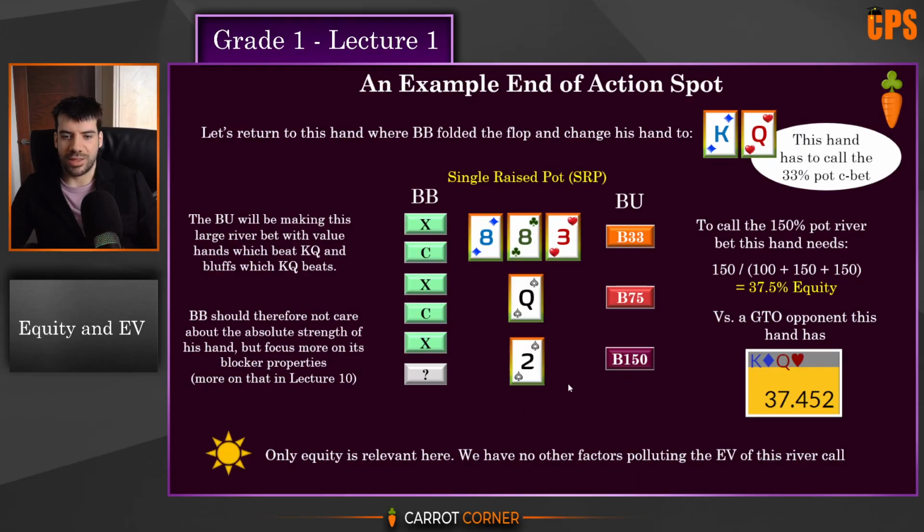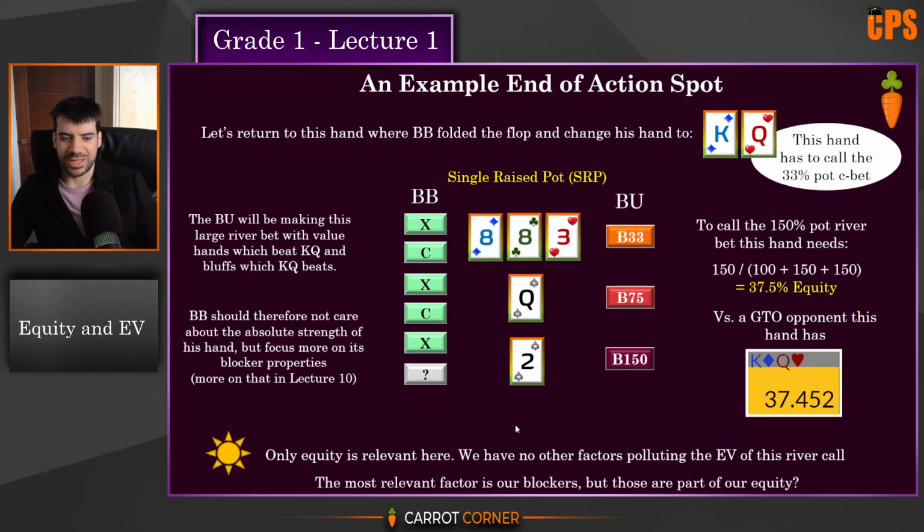So by the time we get to the river, all of those other factors like implied odds, position, both positive and negative ones, realizability, none of them matter anymore, and we're simply reduced to a mathematical concept where we have to figure out if our equity is likely to be sufficient to call this bet or not.